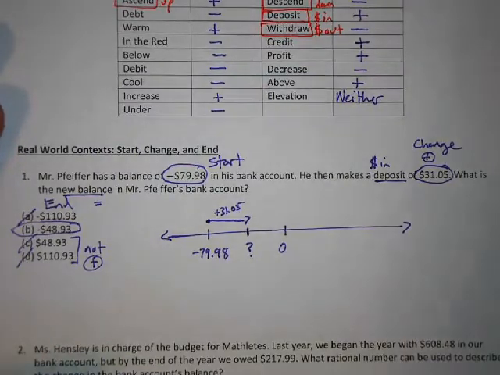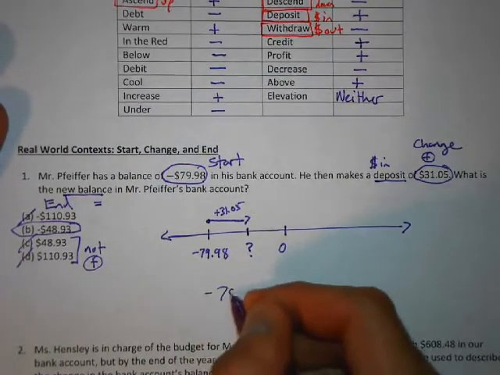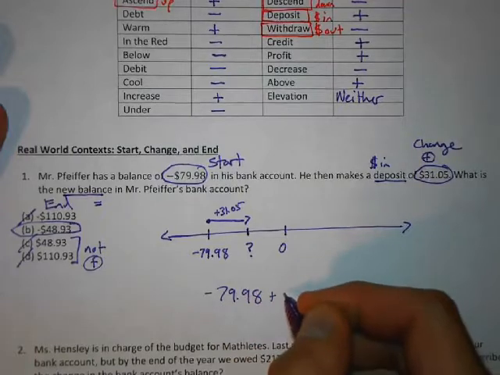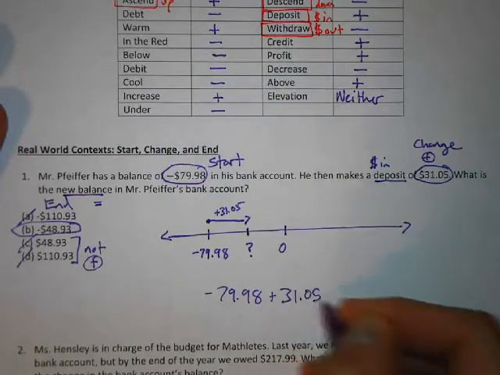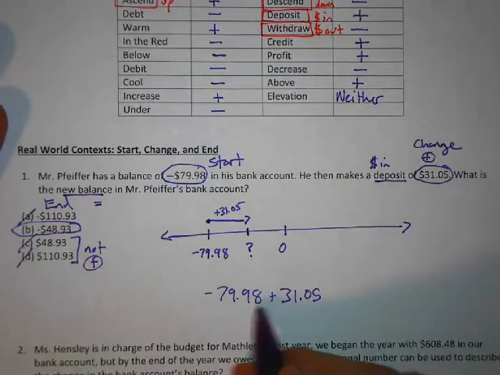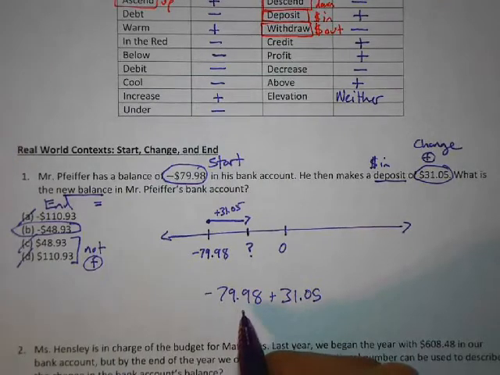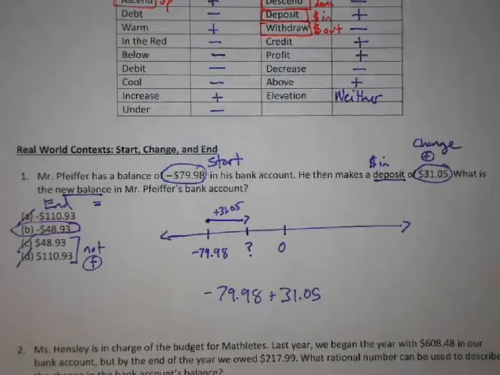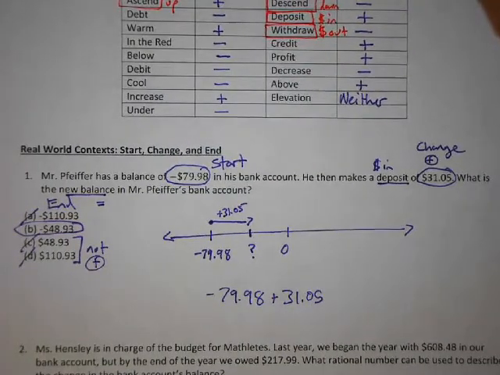Now, if I didn't have those multiple choice, I'd have to do negative 79.98 plus 31.05. And then I'd do that, different signs, subtract these 2 numbers. It's a negative because it says larger absolute value. And if necessary, we can totally do it. Okay, let's look at another problem.